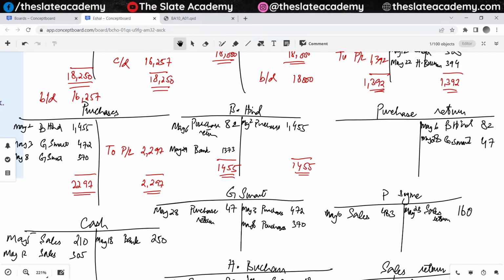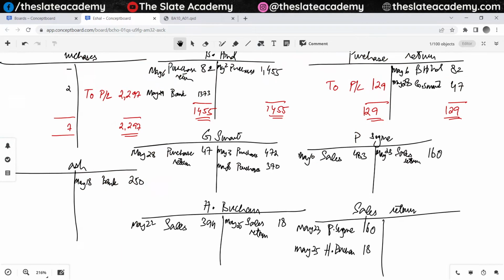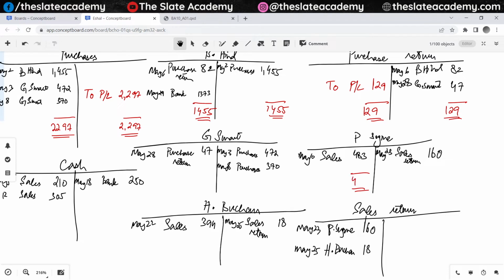Okay. Acha ji, for purchase return, it becomes 129. This side, it would also have 129, and it would be to profit loss. How much? 129. Acha ji, for P Sime, it would be 483 over here. The same 483 on the other side too.